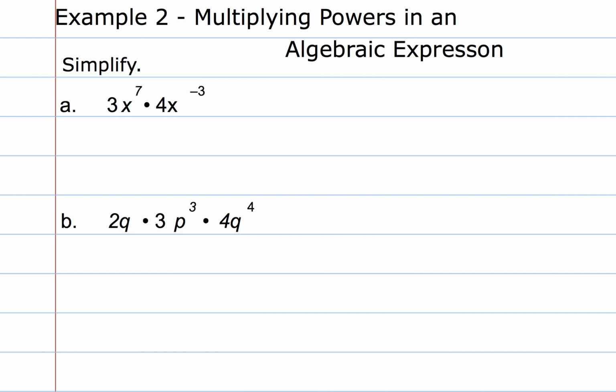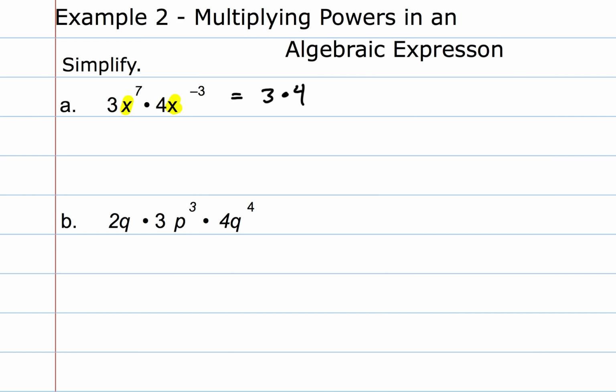So in example 1 here, where we're asked to simplify 3x to the 7th times 4x to the negative 3, the first thing I notice is we have a like base of x. We do have two monomials being multiplied together. The coefficient of the first monomial is 3. The coefficient of the second monomial is 4. And we're going to multiply those separately over here. 3 times 4.